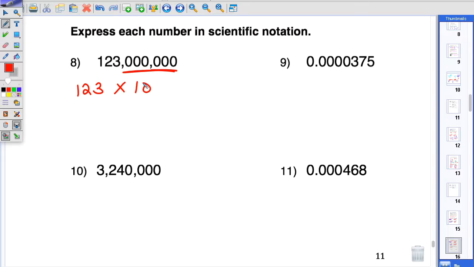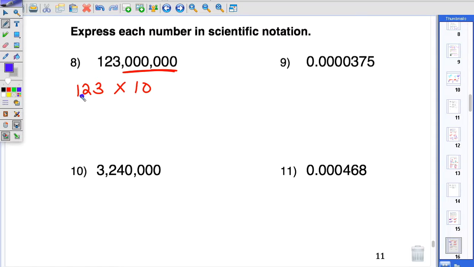Right now, we have 123. That number's bigger than 10. If we put our decimal point after the 12, it's still too big. Our decimal point has to go after the first digit, 1.23.